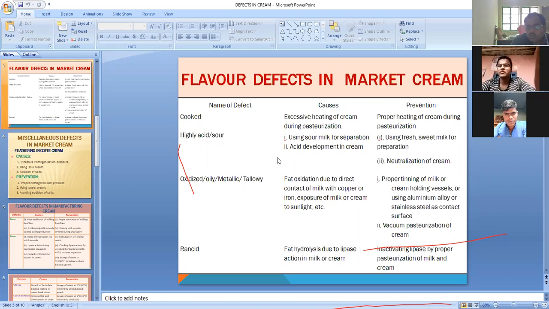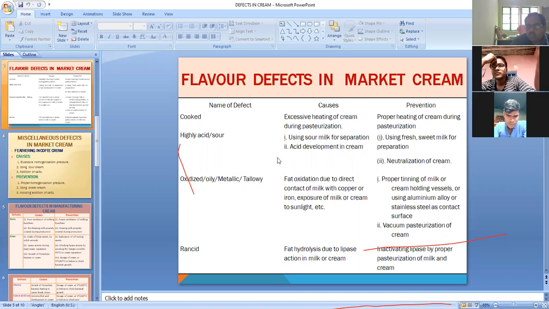So what is the reason? The reason is that if our milk or cream is contaminated with microbes, which are generally proteolytic or lipolytic in nature, they release lipase enzymes, which act on the fat and release simpler fatty acid compounds, and they may lead to the development of rancid flavor.